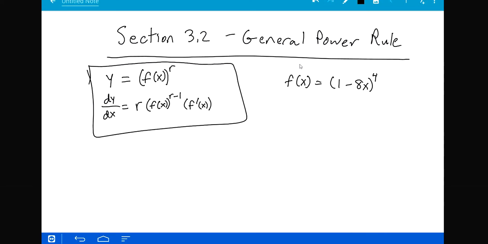Let's go back over here to our other screen. There's our function. So 1 minus 8x is like what f of x was here. It's what's in parentheses. 4 is our exponent, so that's like r was here. Okay, so all we're going to do is just follow that format. We want our derivative, f prime of x. So we take that 4, we stick it out front. Okay. Then the next thing is rewrite what was in parentheses, rewrite f of x. So we had 1 minus 8x in parentheses here.